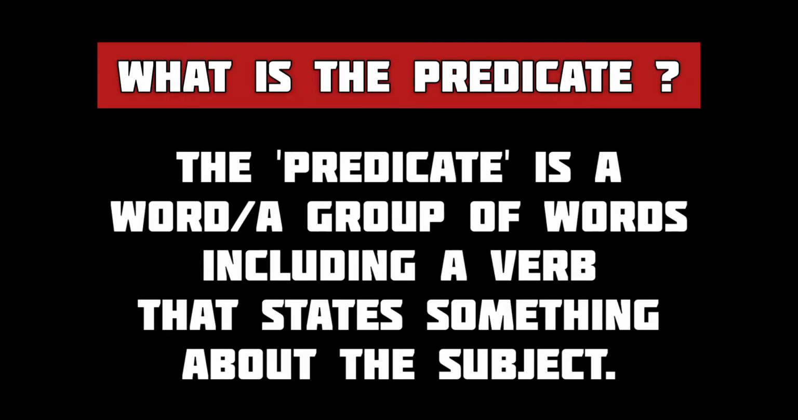Well then, what about the predicate of a sentence? The predicate is a word or a group of words including a finite verb that states something about the subject of the sentence. To put it simply, the predicate of a sentence must have a finite verb and it says something about a person, place or thing which is the subject of the sentence.